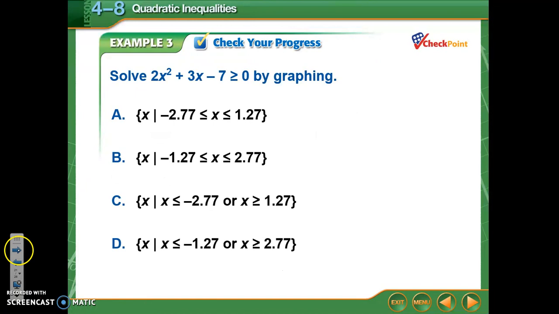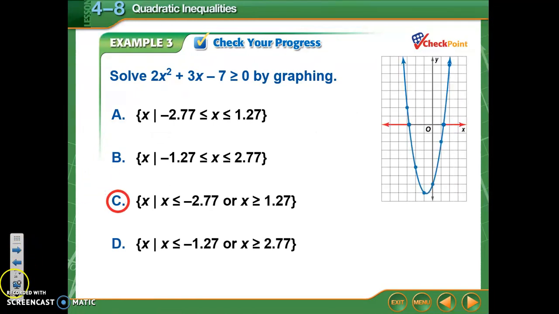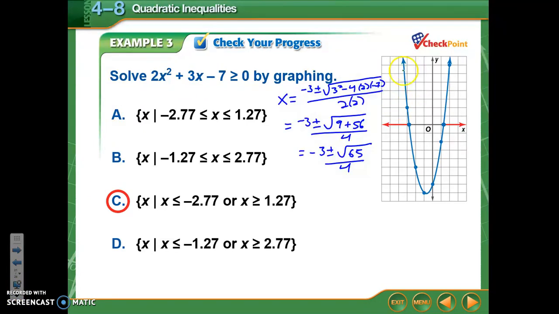So you guys try this one. All right, here you should have gotten C. Here would be the corresponding graph. Here I showed you the work with quadratic formula if you were wanting to check how you did on that. These are my two x-intercepts, so I have, it looks like, almost -3, but not quite, and just a little bit over +1.